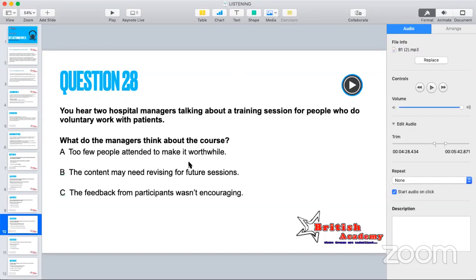Too few people attended to make it worthwhile. This is a contradicting statement because she said there was a reasonable turnout. The C option says the feedback from participants was not encouraging.